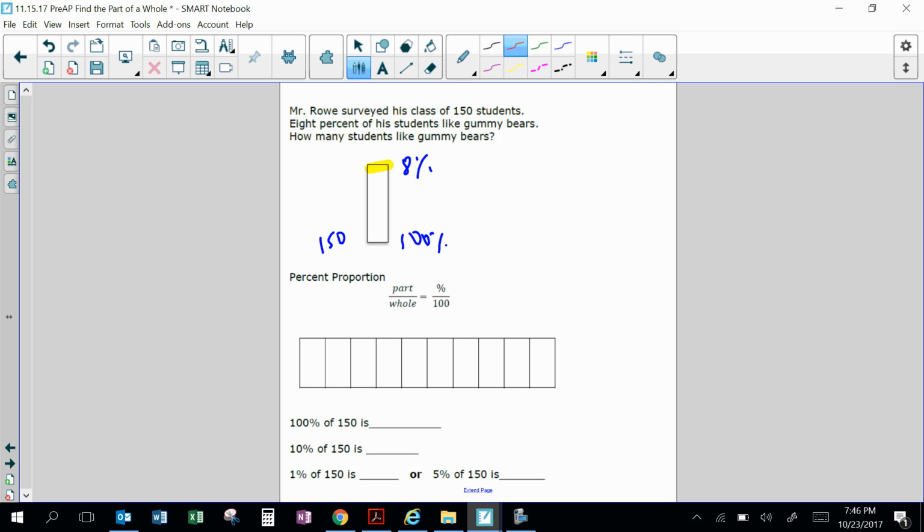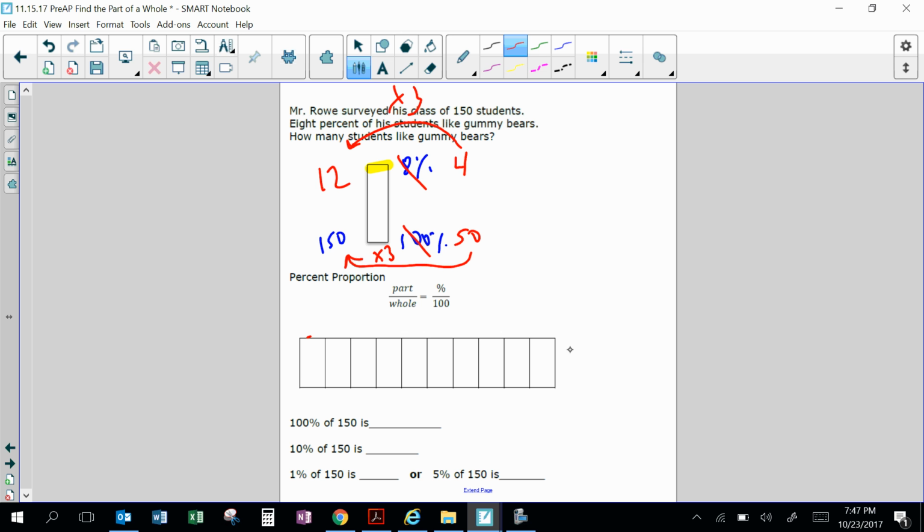Can 100 go into 150? Can we use our fast fact? Can 100 go into 8? Could we simplify this by dividing by 2 to get 4 over 50? Oh, now 50 can go into 150 times 3, times 3. So it's actually 12 students. So I was kind of wrong.